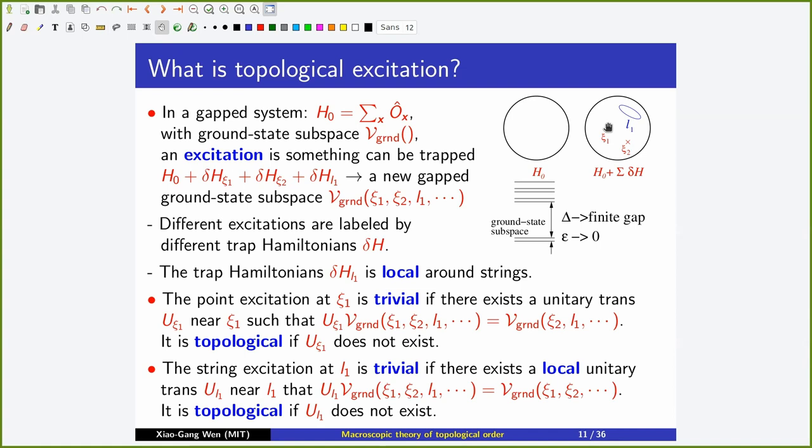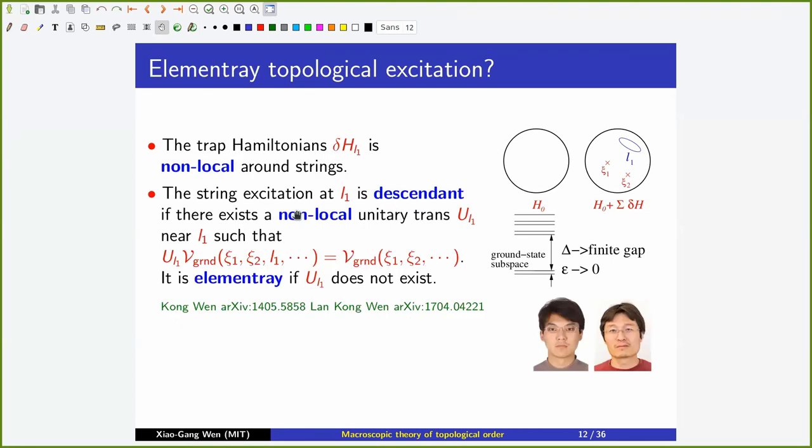As a membrane state, they are non-trivial. Okay. So we feel very uncomfortable with this kind of descendant excitation. We want to get rid of that. Actually, we don't know how to get rid of that, but there's one proposal.